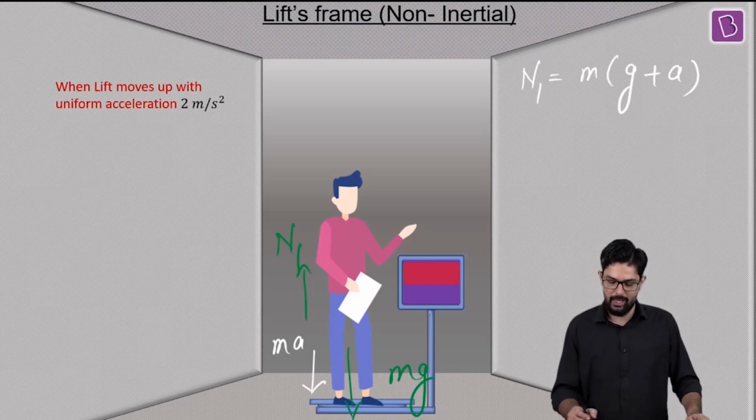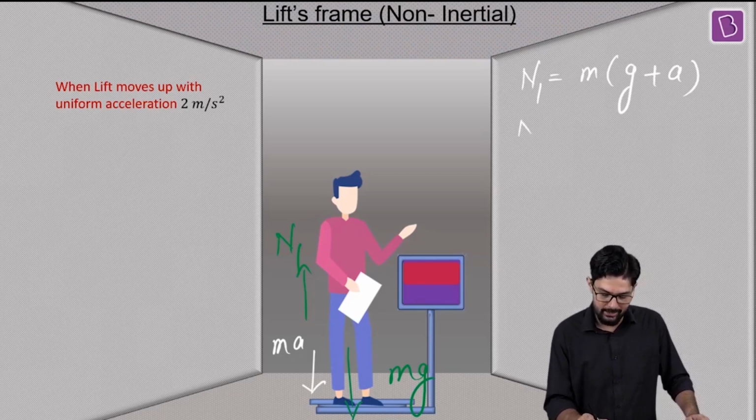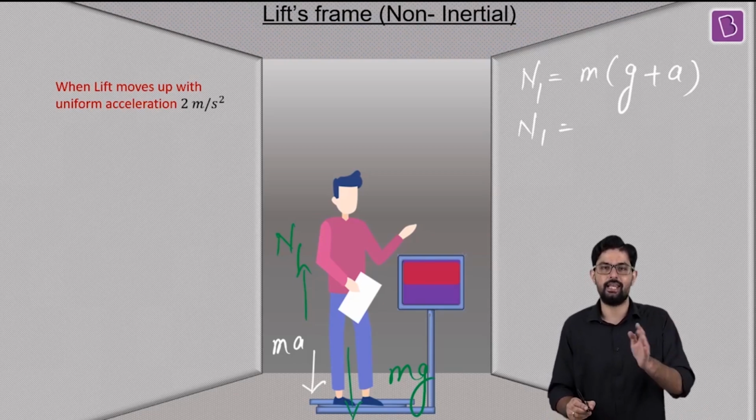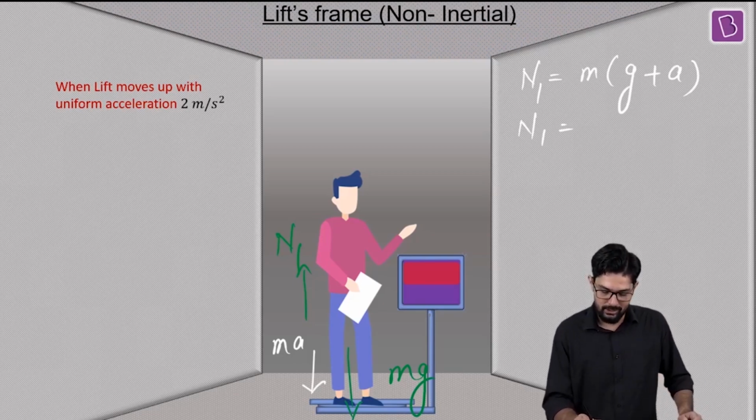So this is N1, and we have the value of N1 as, let's put it, so the mass is 60, g is 10, a is 2. So this is 12 into 60, or let's say 12m, right? We'll put the value of m later.